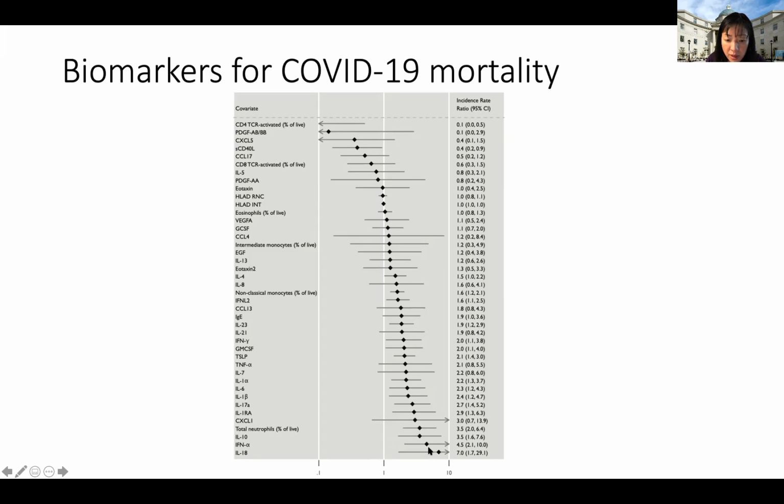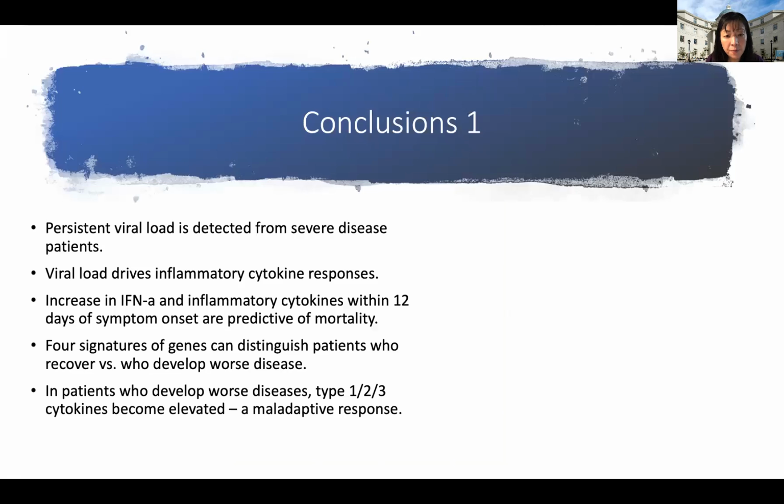And as I mentioned, this antiviral cytokine, interferon alpha, is the second highest biomarker for mortality. And then you can go down the list, and some of these things are more protective, such as T cell activation. So we were able to get a sense for the different kinds of cytokines and cell types that predict either mortality or recovery from this disease.